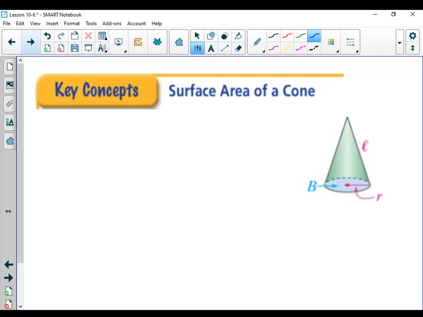Cone. Like cylinder, cone is a little messier. Cylinder's a little messier. What's that? Anytime there's a circle, it's pi times radius times slant height plus area of the base.